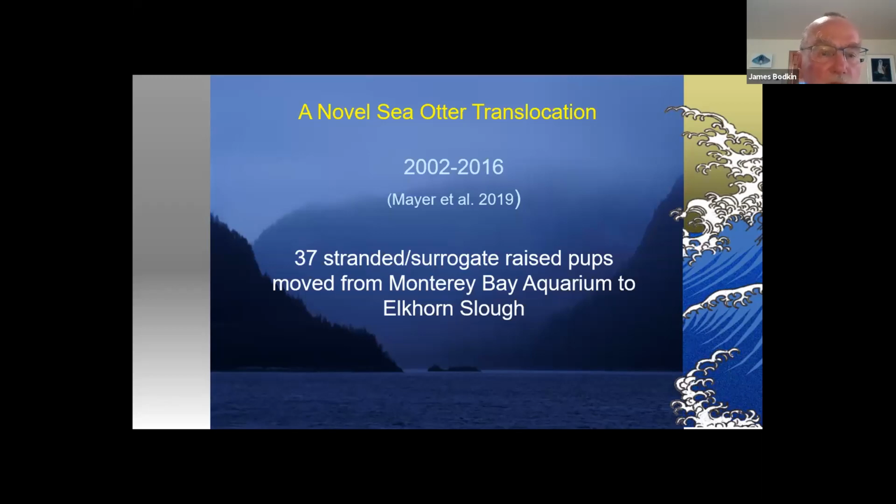When 37 stranded sea otter pups were raised by surrogate females in captivity at the Monterey Bay Aquarium and eventually moved to nearby Elkhorn Slough.